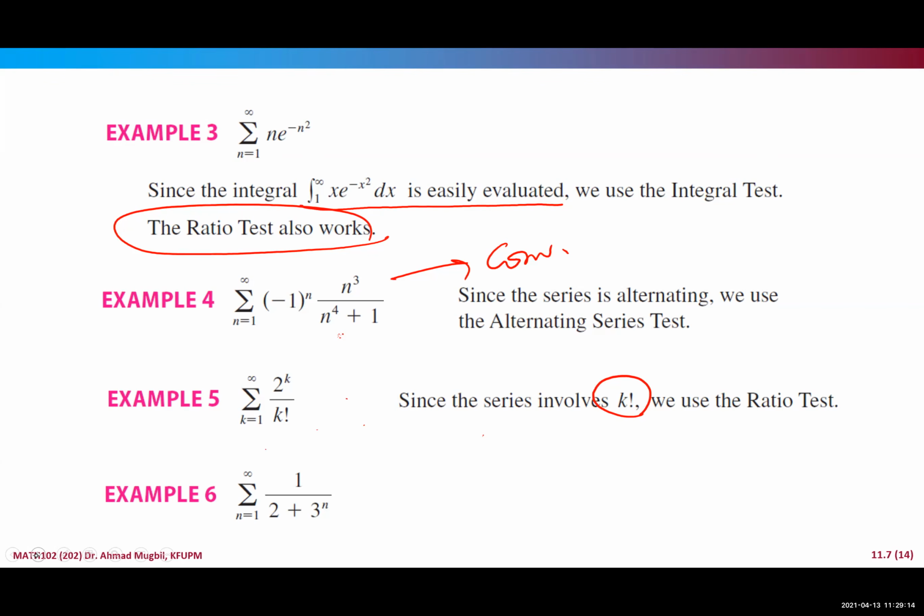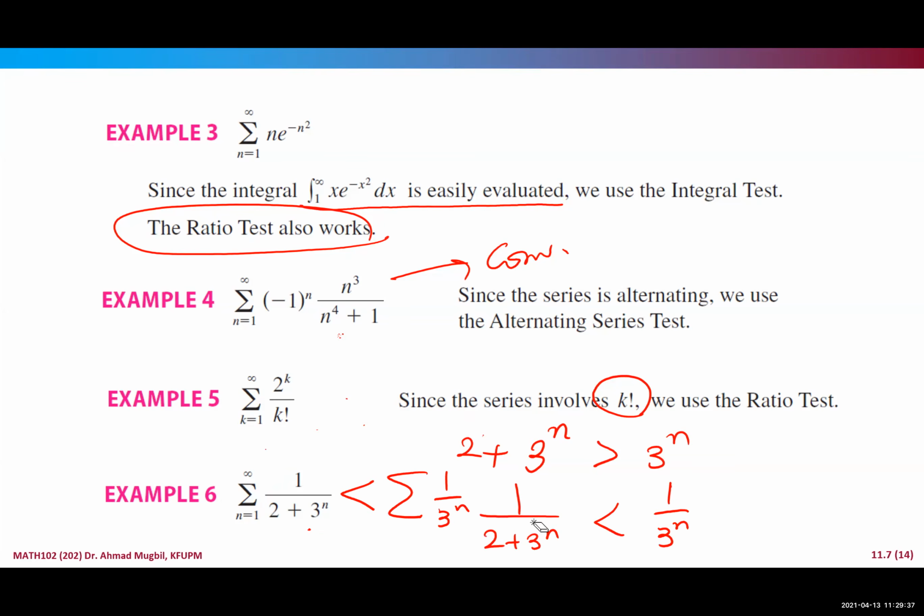1 over 3 to the power of n. You are right. This is similar to a geometric series. You know, ya shabab, that 3 to the power n, if you add 2, it is greater than 3 to the power n. If you take the reciprocal, it will be smaller. So you can use the direct comparison test, comparing this one with this one. But it works only if this one is convergent.